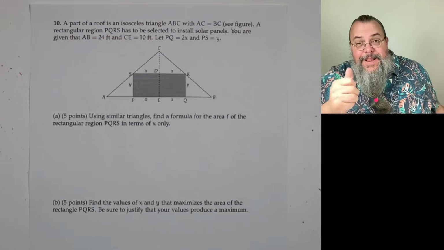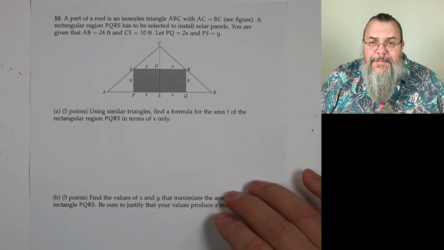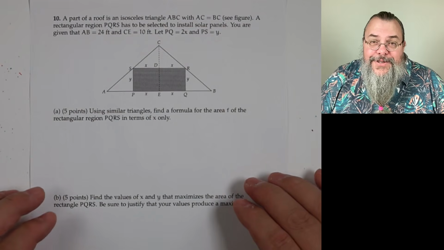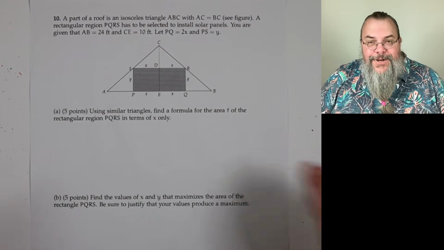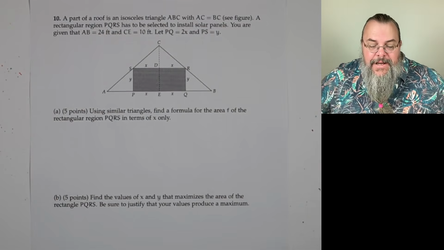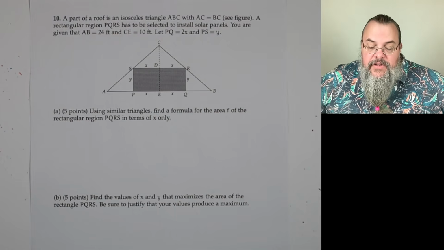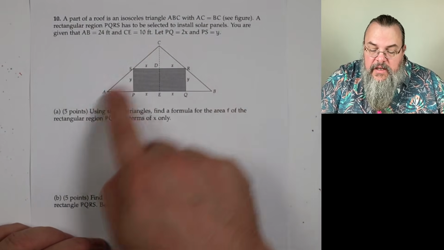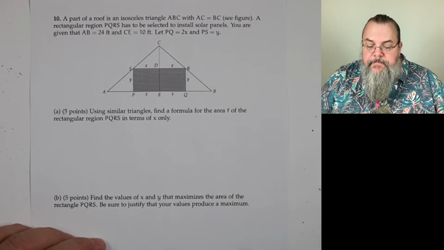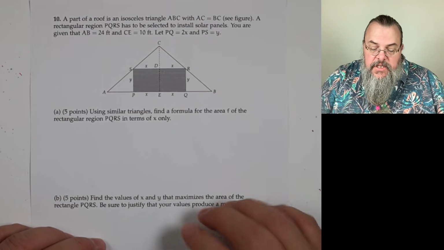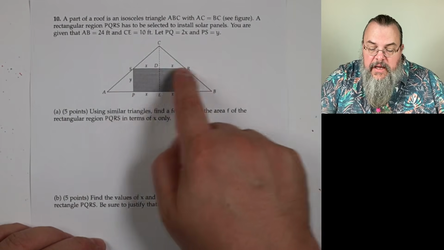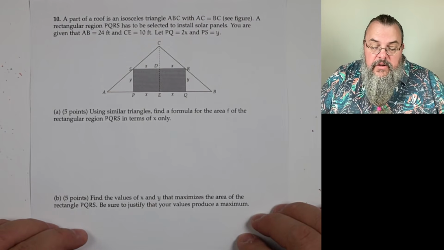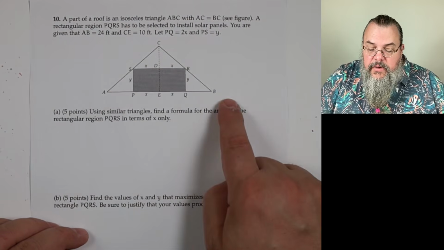Okay, last problem. Our final problem? Really? Yeah, like all good things, the calculus test must also come to an end. So, number 10. A part of a roof is an isosceles triangle. So that's this ABC. And we're told that AC equals BC. Nice. A rectangular region, this PQRS, has to be selected to install solar panels. And you are given that A to B is 24 feet.